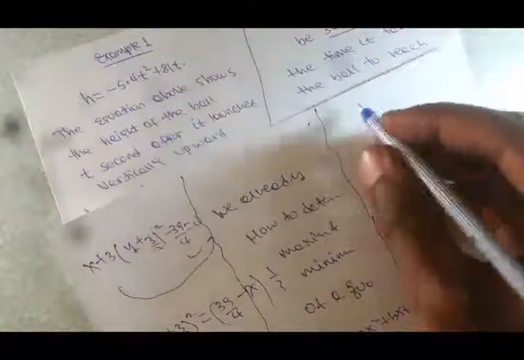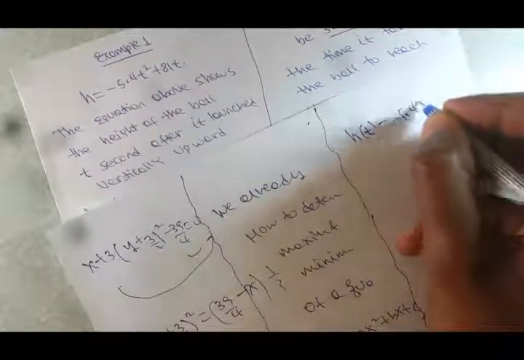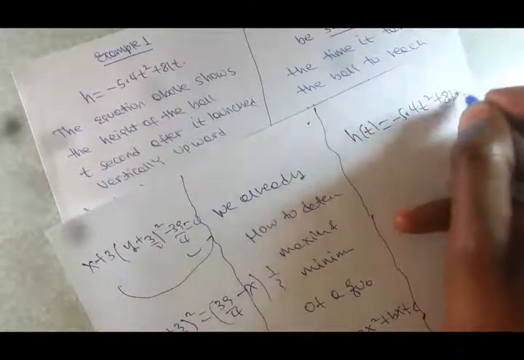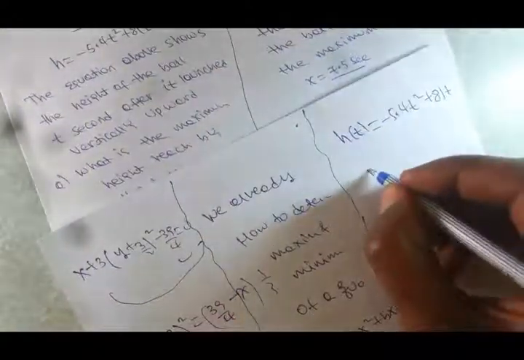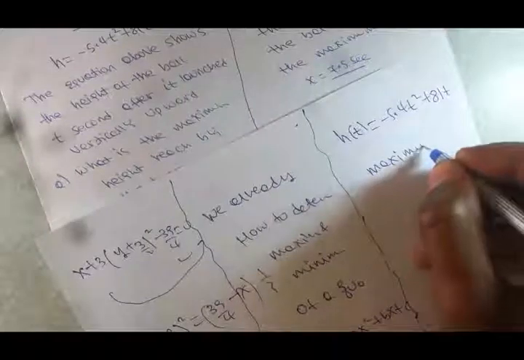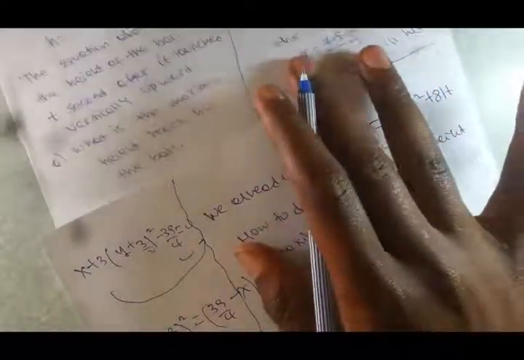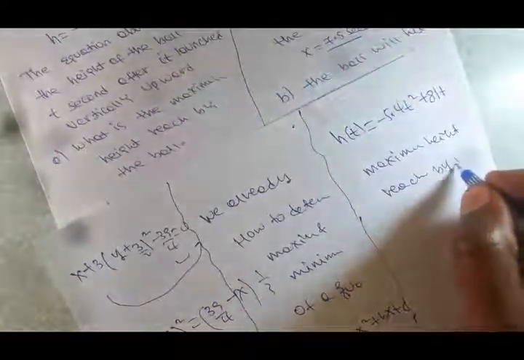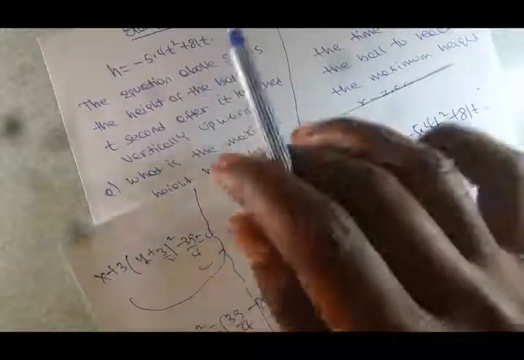For example, let's do some examples. Example 1: h of t is given by minus 5.4 t square plus 81t. The equation above shows the height. What is the maximum height? We are asked to find the maximum height reached by the ball. The equation above shows the height of the ball t seconds after it is launched vertically upward. What is the maximum?